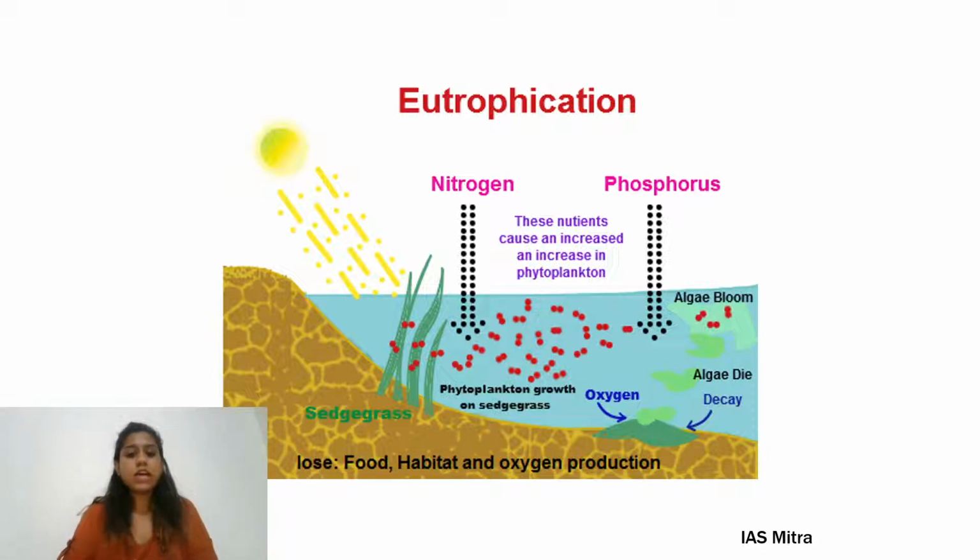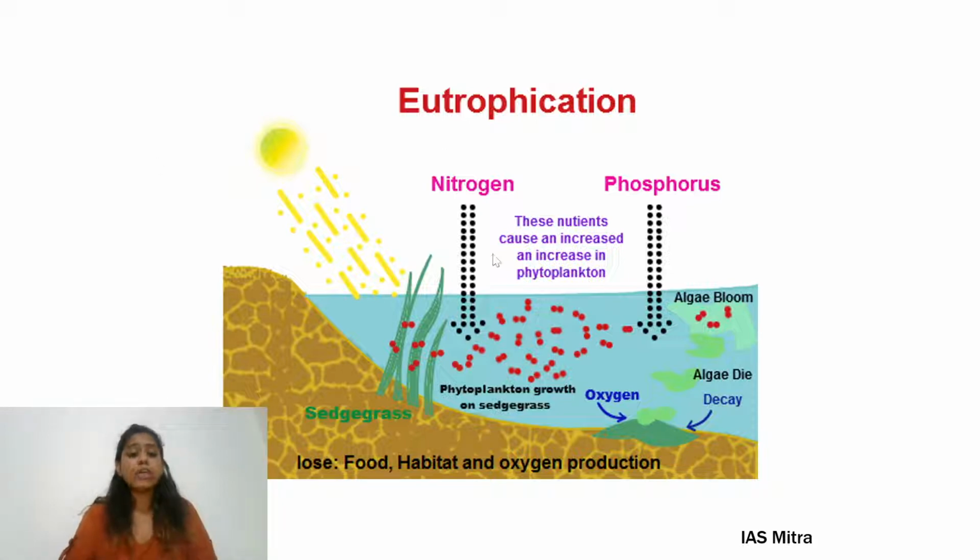Eutrophication is a process where, because of higher amounts of nitrogen and phosphorus being enriched in water bodies, the algae start increasing in numbers. This is called algal bloom. They start consuming all the oxygen that is dissolved in the water bodies, and they start increasing in number. Phytoplanktons also take up this oxygen. They also use this nitrogen and phosphorus and start growing.